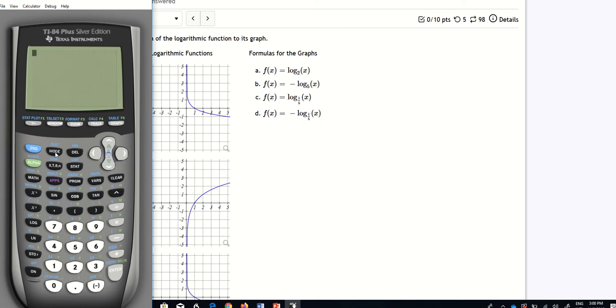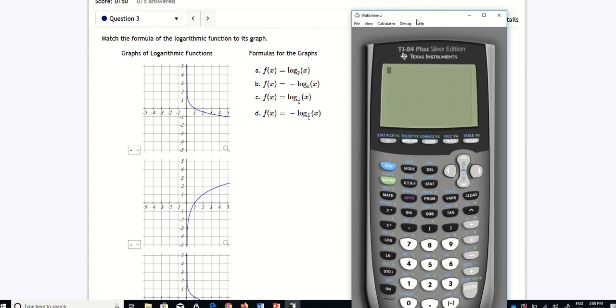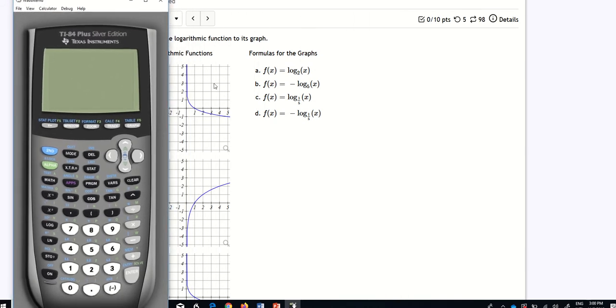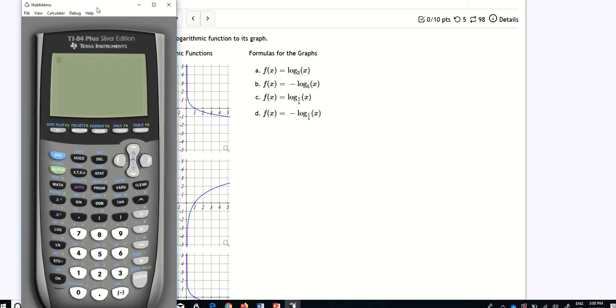Hey everybody, I'm going to show you how to graph some of these functions in your calculator. Of course, you should be doing them by hand as well, but some of these can get a little bit tricky. So if you have one of these log bases that's not a natural log or a log base 10 and you have an older calculator, you're going to have to use the change of base formula.